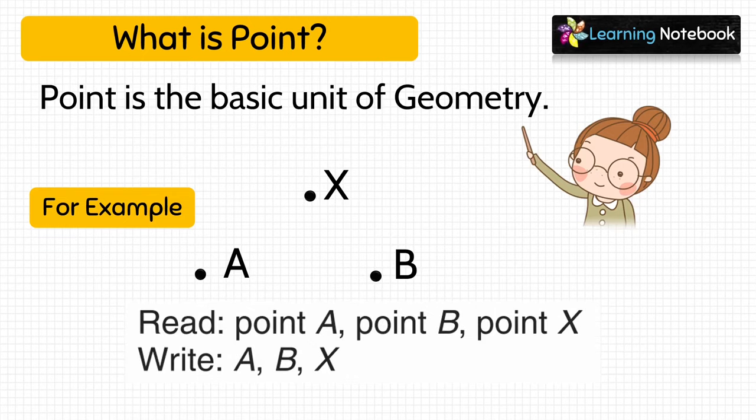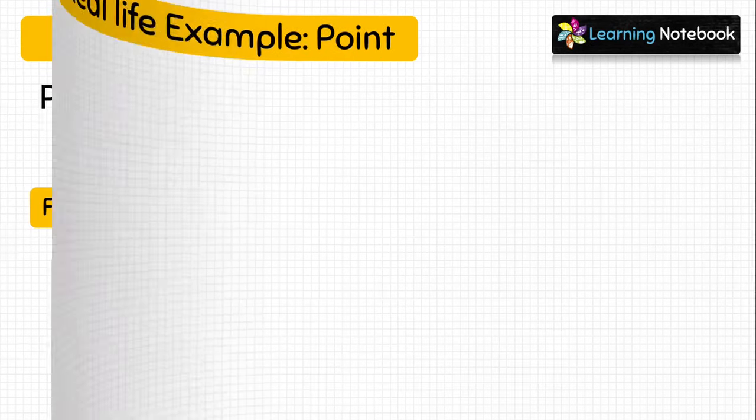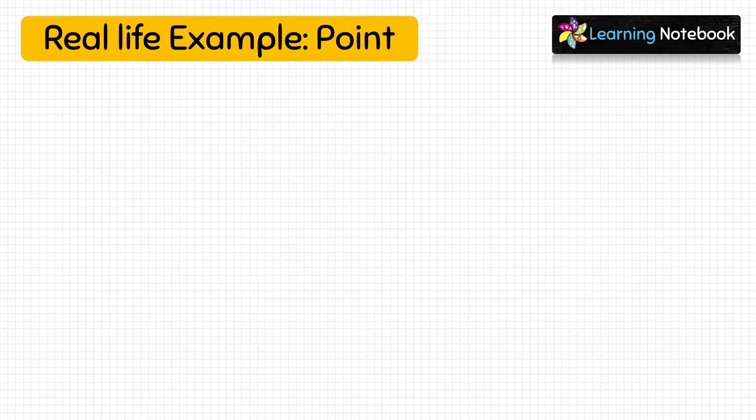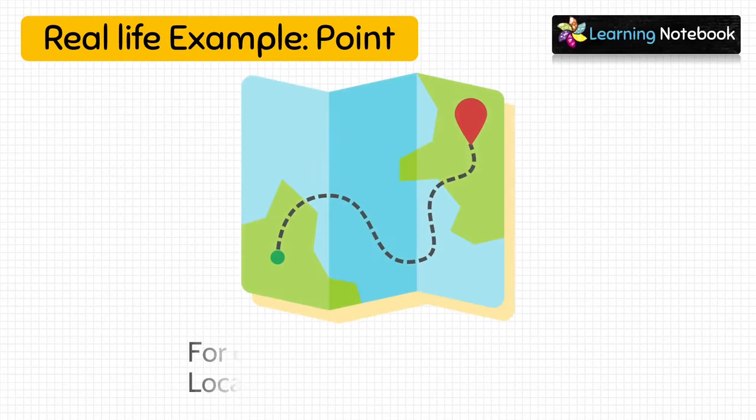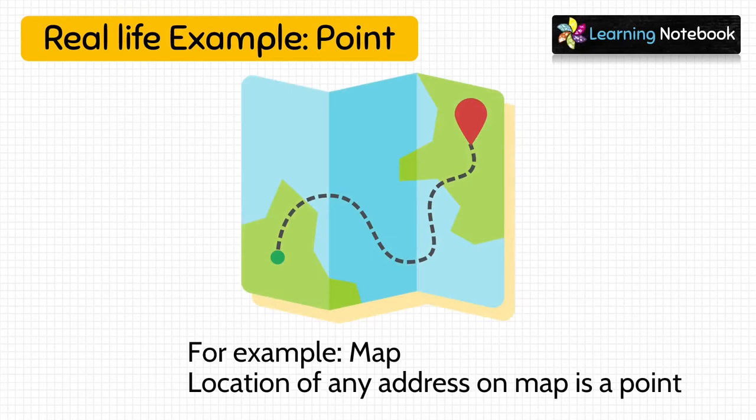So, how do we read this? As I just told you, we will read them as point A, point B and point X. And how do we write these points? We will write them as A, B and X. Let me tell you a real life example of a point. For example, the location of any address on a map is a point.